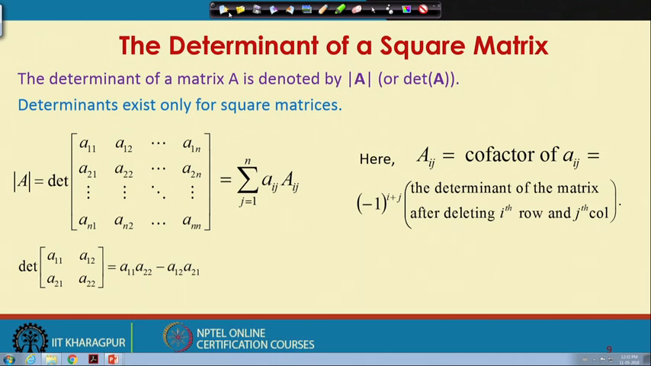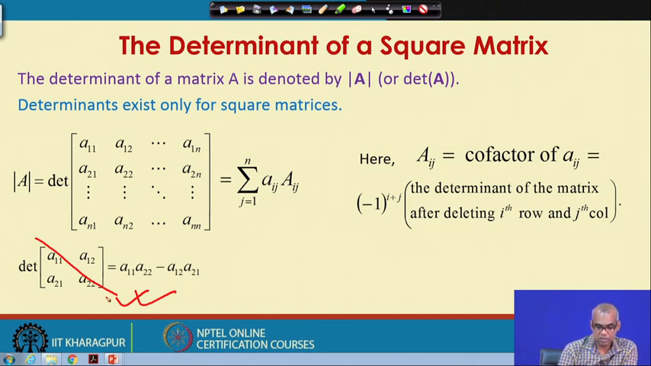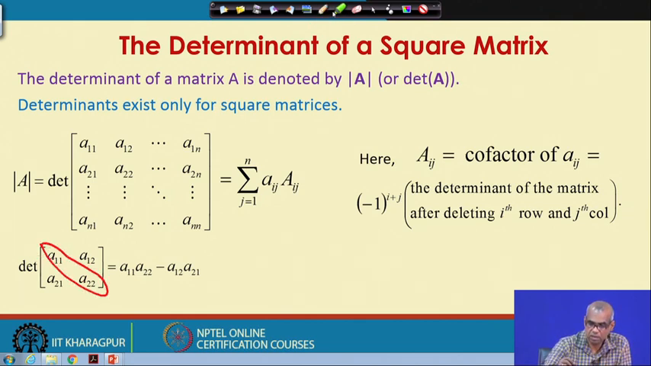If you look at a 2 by 2 matrix, the determinant of a 2 by 2 matrix is A11 into A22 minus A12 into A21. So, basically you first multiply this, and then minus, multiply this too.